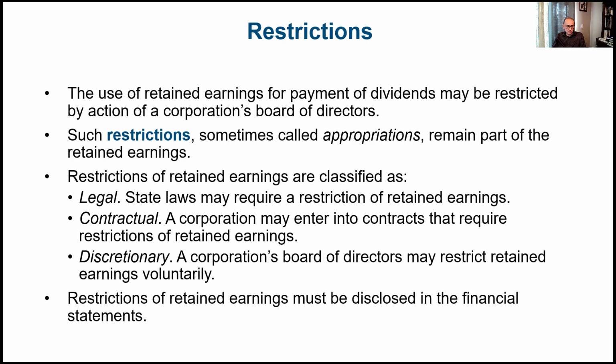For legal, some state laws may require a restriction of retained earnings. So we have a specific appropriation for retained earnings that's legally required by the state. It could be contractual, like a bank that we're acquiring a loan from. They require us to maintain a specific value of retained earnings. So we have a specific restriction on the retained earnings. Let's say it cannot go below $100,000. A corporation may enter into contracts that require restrictions of retained earnings. The most common is usually bank agreements.